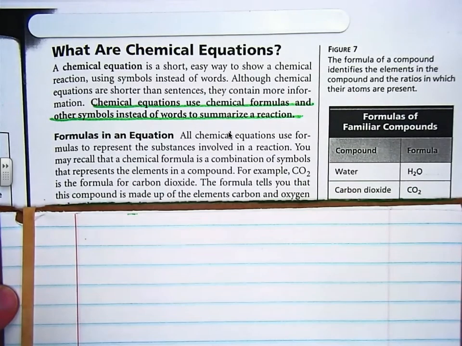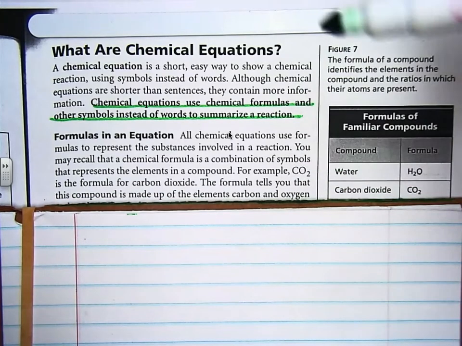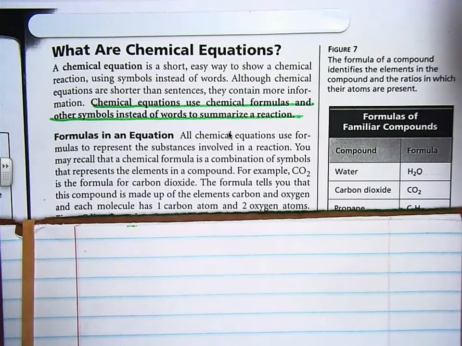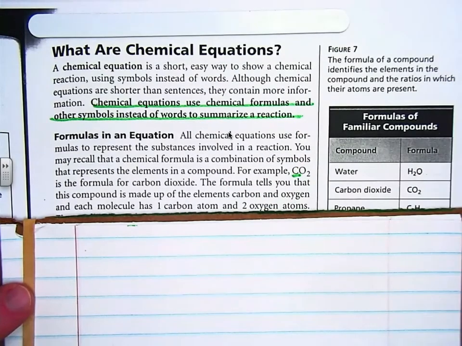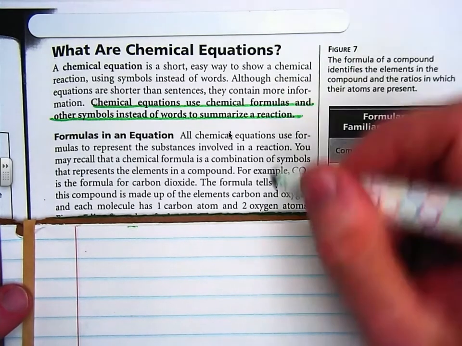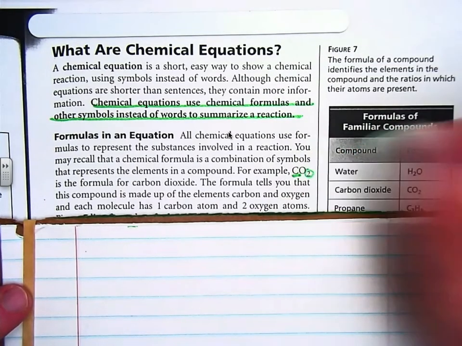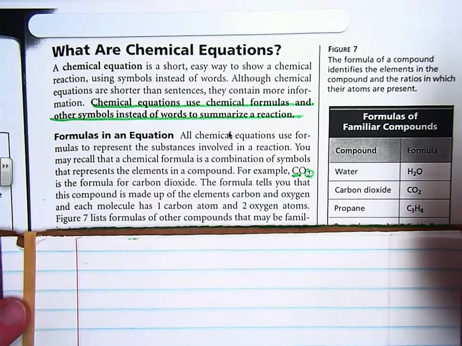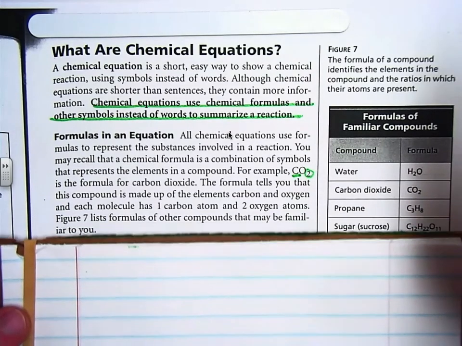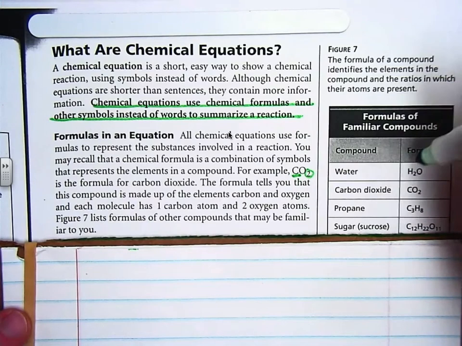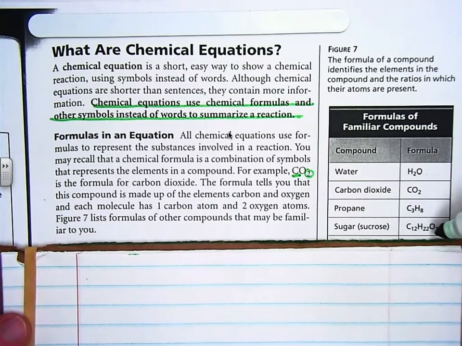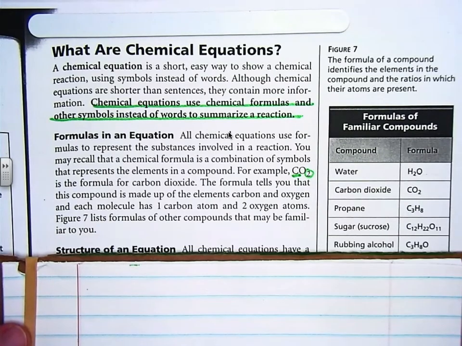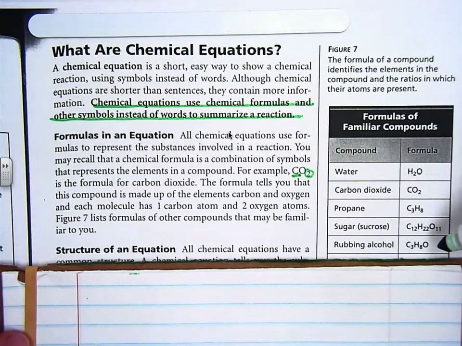The formula tells you that this compound is made up of elements, carbon and oxygen, and each molecule has one carbon. Why one carbon? Because there's no number after C, just a letter, carbon atoms, and 2 oxygen atoms. Why 2? Because there are 2 oxygen atoms. Figure 7 lists formulas for other compounds that may be familiar to you. Okay, H2O for water, CO2 for carbon dioxide, C3H8 for propane, sugar. Oh, that's a big one. And rubbing alcohol, all kinds of them. Check them out as we go.